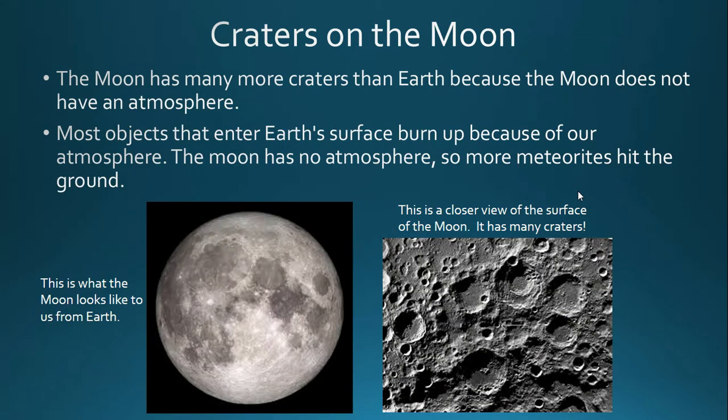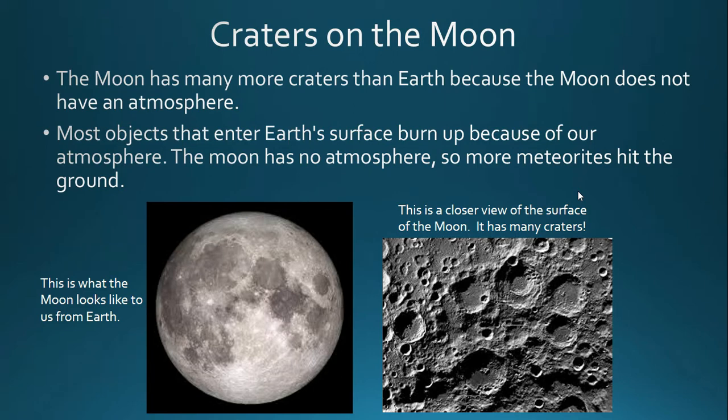Here you see a picture of Meteor Crater, which is located in the city of Flagstaff in Arizona. This crater formed about 50,000 years ago when a meteorite crashed into the Earth. For this investigation, we are focusing on craters on the moon. The moon has many more craters than Earth because the moon does not have an atmosphere. Most objects that enter Earth's surface burn up because of our atmosphere. The moon does not have an atmosphere, so more meteorites hit the surface of the moon, creating those craters.